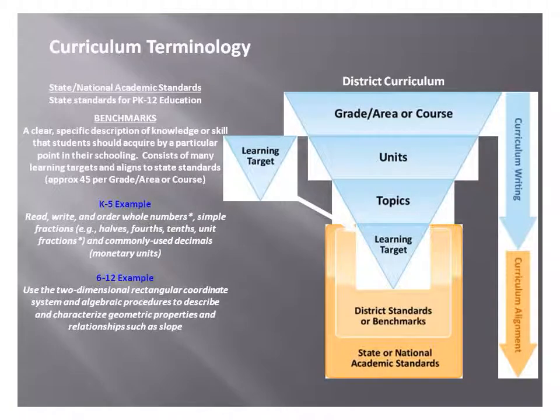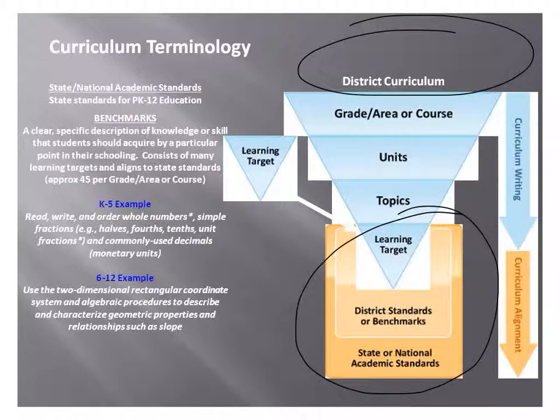And as I mentioned previously, even though on this triangle they show the district standards or benchmarks and your state or national standards that have been adopted to be at the bottom of this triangle, it really happens in two places. It happens at the top of this chart as well, because you have to keep those in mind as you're developing your courses and deciding which standards are taught in each of the places. But then it also comes into play when you're developing your learning targets, in that you're aligning that specific learning target within that unit and that topic to those standards as well.